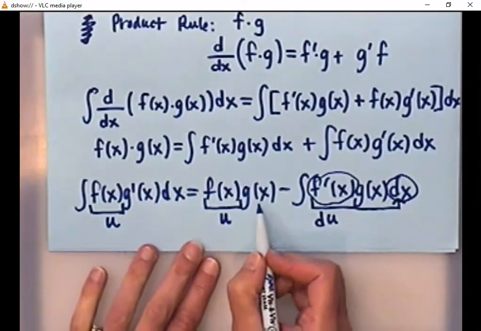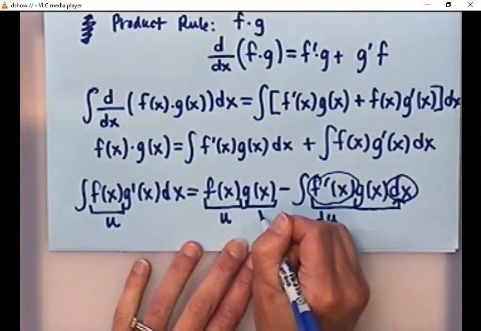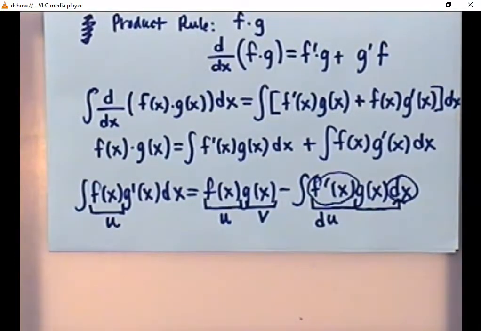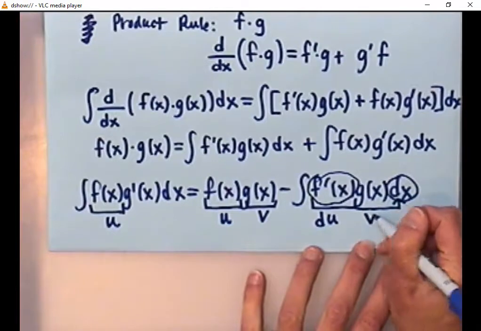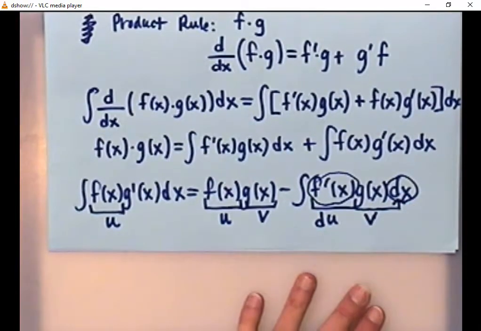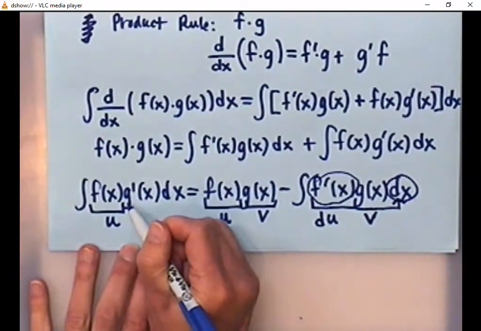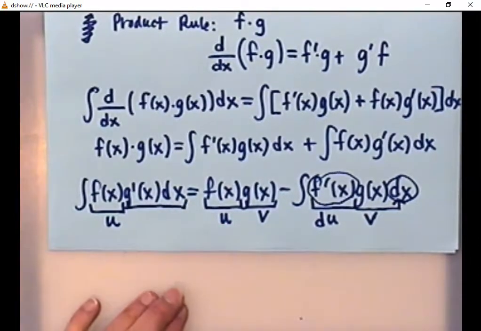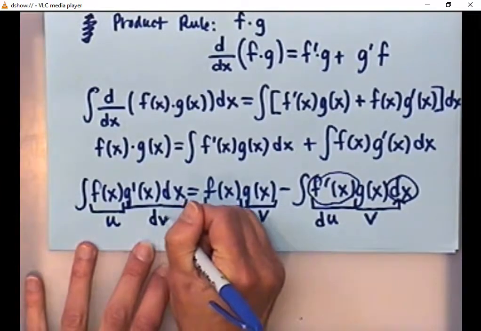All right, now g of x we're going to call v. Sometimes it's a little tricky to differentiate in your writing, so hopefully you'll do that. So that one's a v. This is also a v down here. So there's a g of x there. That's a v. And what do you think I'm going to call this g prime dx? dv. That's right, the derivative of v. So that's dv.